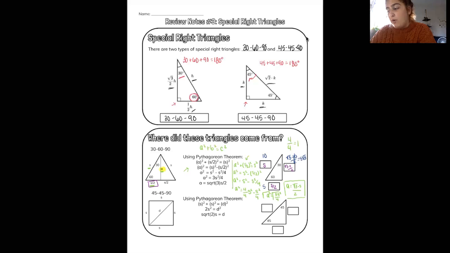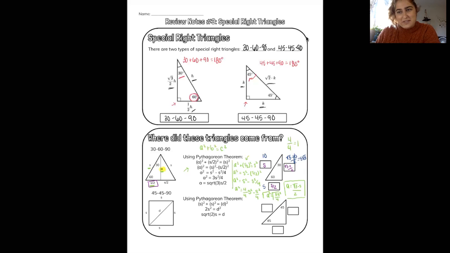Feel free to rewatch this part again and again. I understand it can be confusing, but essentially we're using variables and numbers and plugging them into the Pythagorean theorem to derive where these special right triangles come from, right? So we can memorize 30, 60, 90, but I think it's important that you know where those side ratios come from.